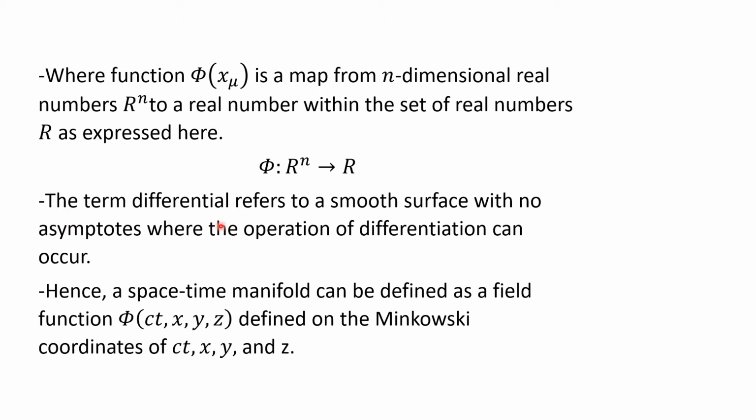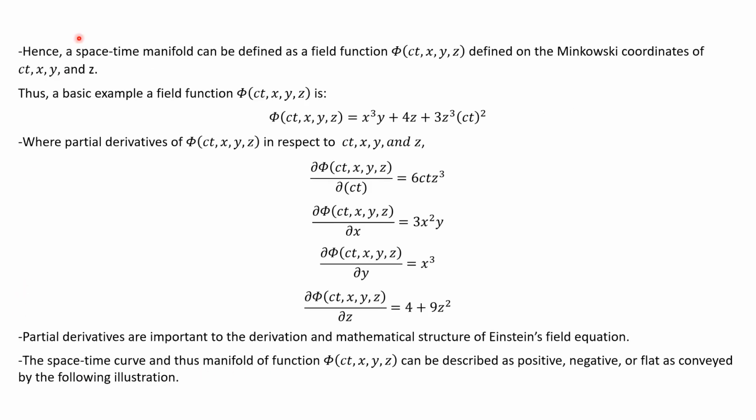The term differentiable refers to a smooth surface with no asymptotes where the operation of differentiation can occur. Hence, a space-time manifold can be defined as a field function, as we see here, defined on the Minkowski coordinates of here. Thus, a basic example of a field function, as we see here, is this expression here.